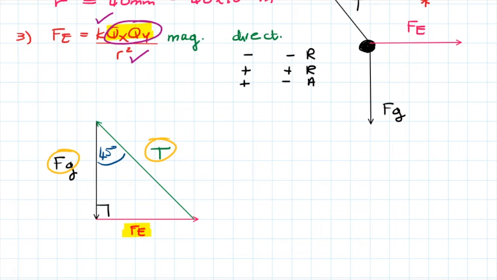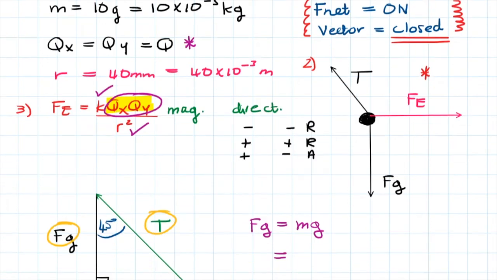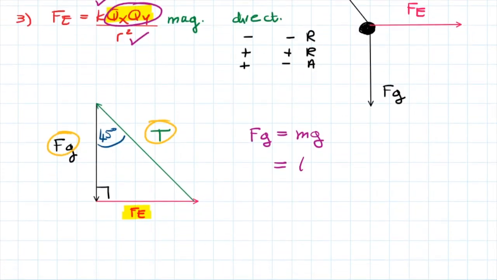We're unable to calculate the tension, but we can definitely calculate Fg because Fg is the force that the Earth is exerting on the object and is equal to the object's mass multiplied by 9,8. So the object mass is 10 times 10 to the negative 3. G is 9,8. And when we plug this into our calculators, we end up with 0,098 newtons. This over here is the gravitational force.